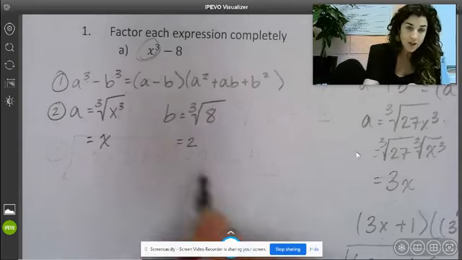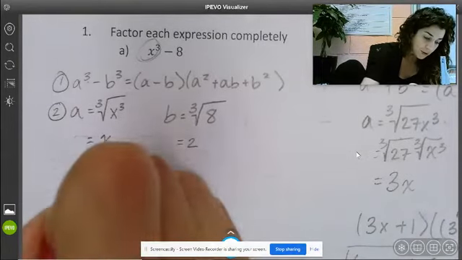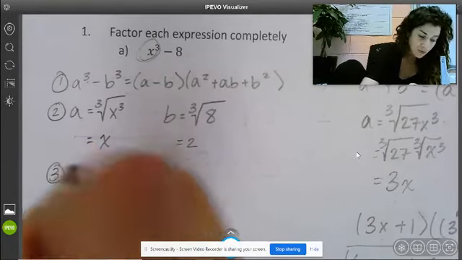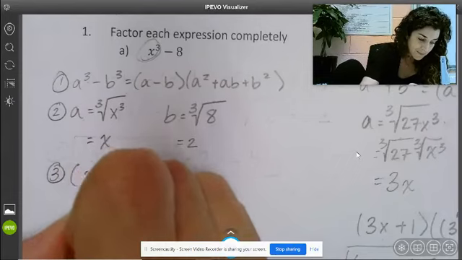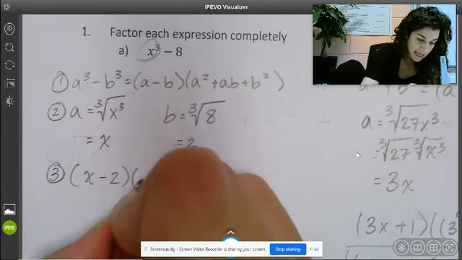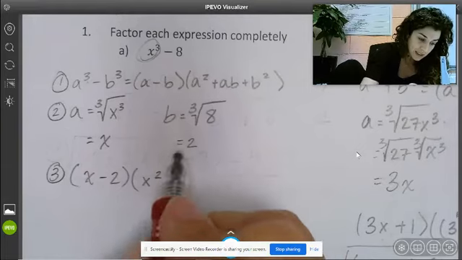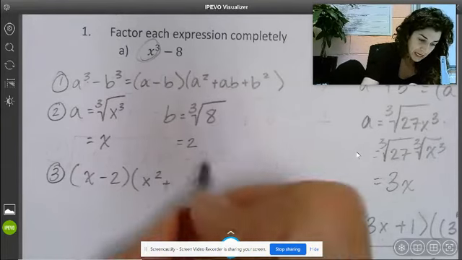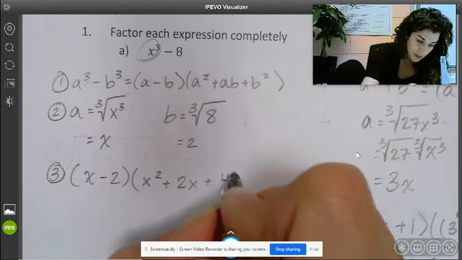Once we've gotten that figured out, we then do our formula. We take it all and plug it back into our formula. That is step 3, to revisit the formula. It becomes a minus b times a squared plus ab plus b squared.